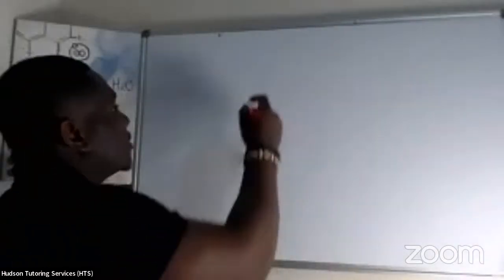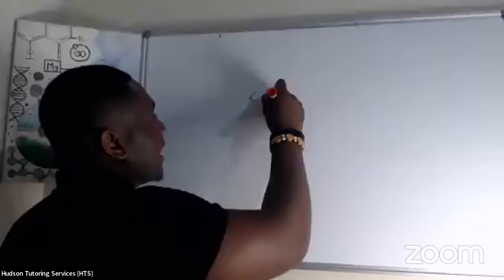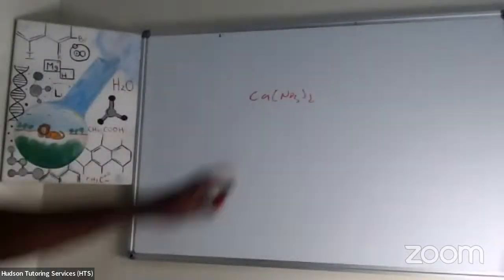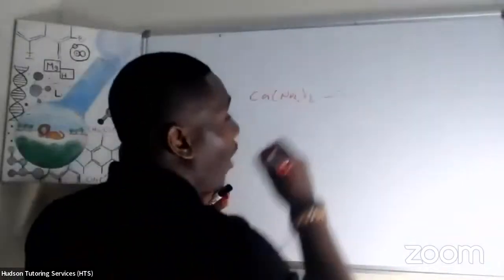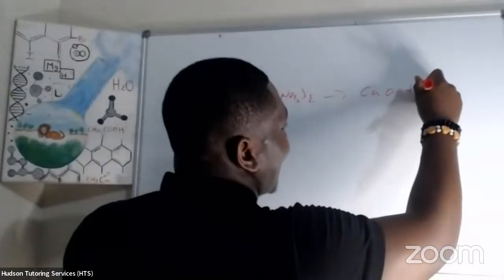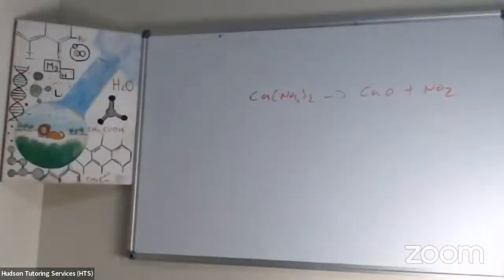All right, good. So it's calcium nitrate, which is Ca(NO3)2, and it's decomposing. Nitrates tend to decompose into their oxides and nitrogen dioxide. So this should decompose into calcium oxide and NO2, right? Let's look at balancing the equation here.